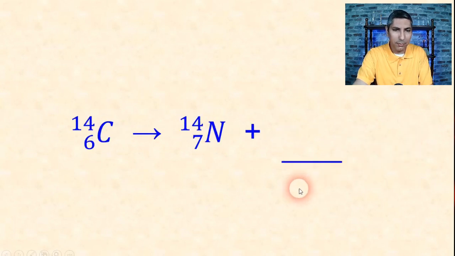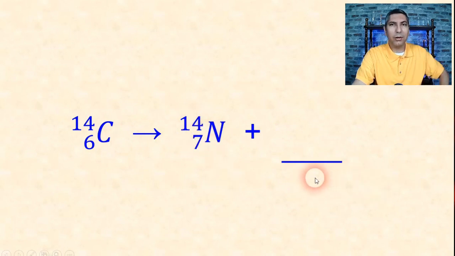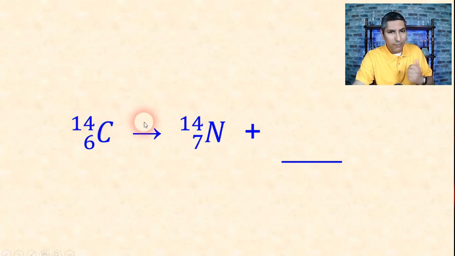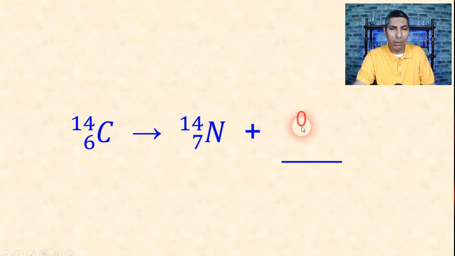Let's try another example. Here we have a carbon-14 atom, and it looks like it's undergoing some nuclear transformation by which it becomes nitrogen-14. So let's figure out what the missing particle is here on the line. Well, on the top, we have 14 on the left, and we have 14 on the right. So 14 minus 14 is 0. So 0 is our missing number on top.